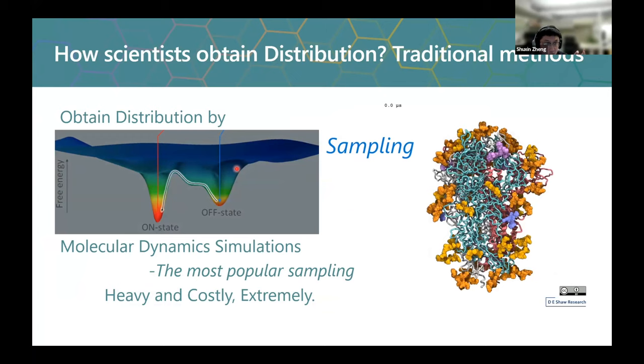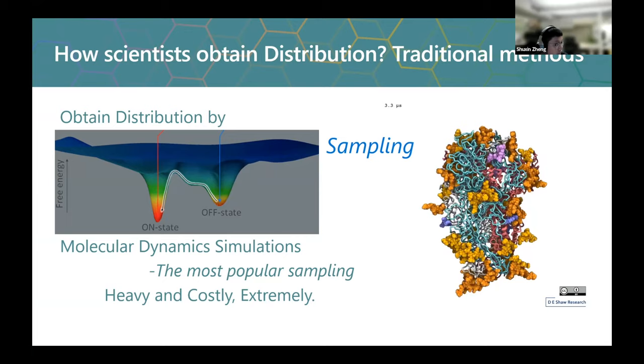So if the distribution is so important, then how do scientists obtain these distributions? Traditionally, the answer is sampling, such as MCMC sampling, enhanced sampling, or MD simulation, or something else. These are all methods that try to generate a large number of molecular conformations that follow the equilibrium distribution. However, all these methods are very expensive and slow, and they often cannot sample the distribution quickly. This is an animation of the MD simulation.